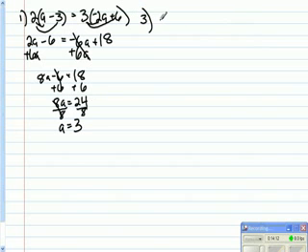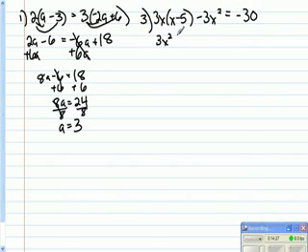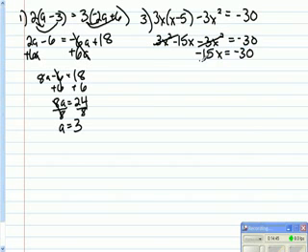Alright, on to number 3. We have 3x times (x minus 5) minus 3x squared equals negative 30. So again, I'm going to distribute. 3x times x gives me 3x squared. 3x times negative 5 is negative 15x. Bring everything else down. Positive 3x squared and negative 3x squared will cancel each other out. So now I have negative 15x equals negative 30. Divide by negative 15 to get x by itself. And x is equal to negative divided by negative, which is positive 2.